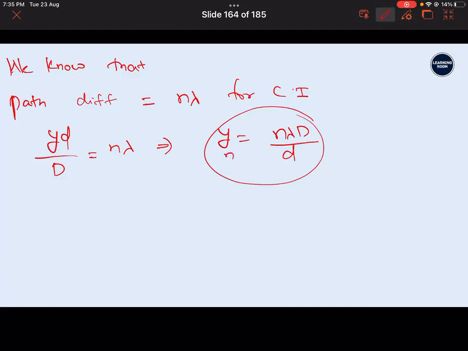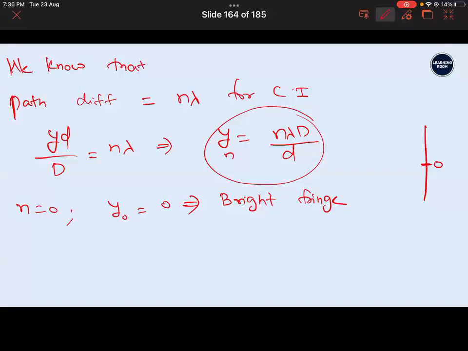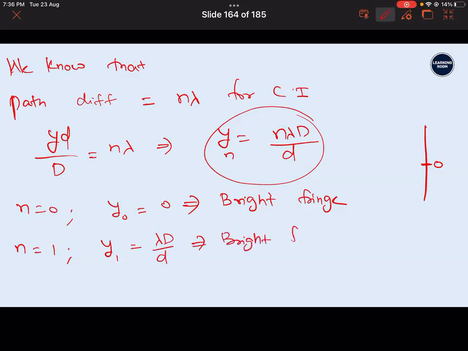Sorry, I'll write this as Ym. The meaning of this is, n is equal to 0. What will I get? Y naught will be 0, which implies this is a point where a bright fringe is observed. So this is the central point. If you observe on the screen, this is a point where you will have a bright fringe. Similarly, n is equal to 1, y1 is equal to lambda into capital D divided by small d, which is also a bright fringe.